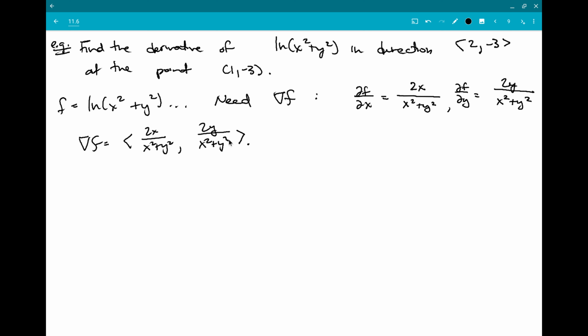And since this is a little bit messy, I'm going to go ahead and plug that in right now, turn it into a couple of numbers. I'll do it down here. I'll even write what I'm doing. So I know that I care about the point 1, minus 3, so I'm going to evaluate the gradient at the point 1, minus 3. 2 times 1 is 2 over 1 squared plus negative 3 squared, so that's 9 plus 1 is 10.